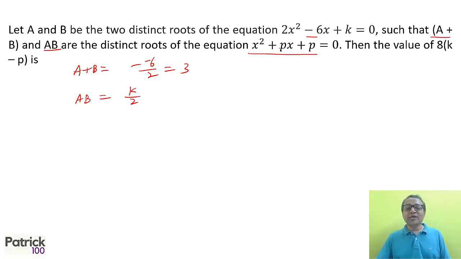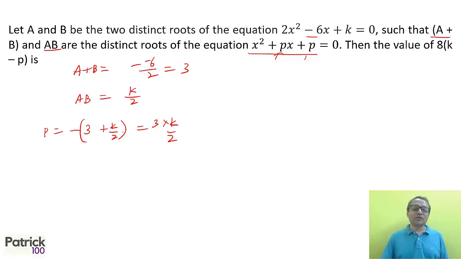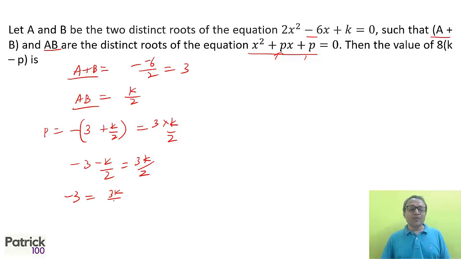And in the next equation, here also sum of roots and product of roots, and the sum is p. So p is nothing but the sum of these two roots, which is minus 3 plus k upon 2, which is also equal to the product of roots, 3 into k upon 2. The roots are a plus b and ab in this second case. Now equate it and find the value of k. If I solve it, minus 3 minus k by 2 is equal to 3k by 2, or minus 3 is equal to 3k by 2 plus k by 2, which will give you 2k.